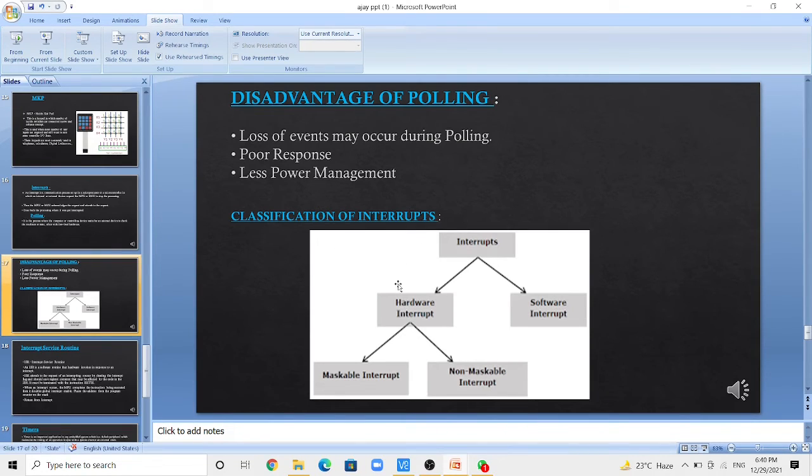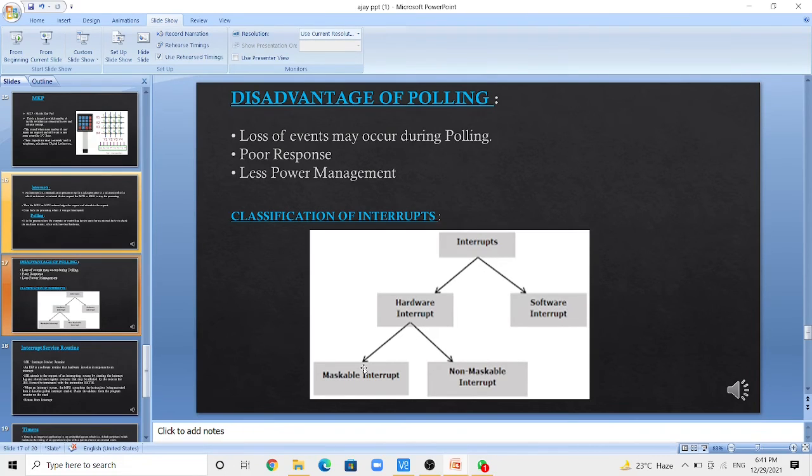You know that before. What is an interrupt? An interrupt is a software program which occurs, and when this interrupt occurs, suddenly the processor or controller stops its execution. This is the concept of interrupt. The different types of interrupts are hardware interrupt and software interrupt. And hardware interrupts are again classified into maskable and non-maskable.